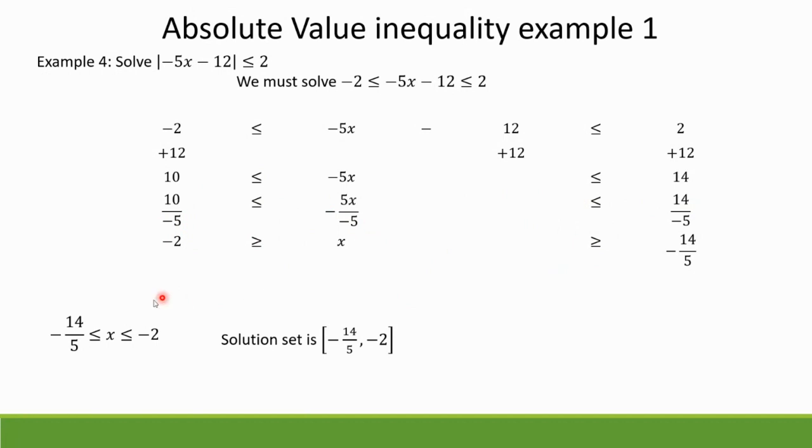So altogether then our solution set looks like this. Notice what I did. I rewrote it slightly, not much different really, but it's the same thing. Negative 14 over 5 less than or equal to x, since negative 2 is greater than or equal to x, greater than or equal to negative 14 over 5, which is really the same as this. And as an interval, this is what we get. Good. So that's what we get here.